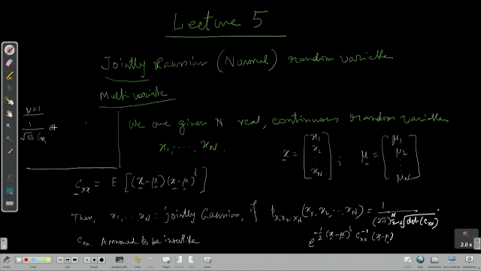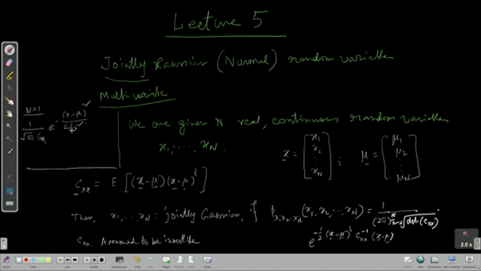Then e to the power minus half, again x minus mu transpose has only one value, x1 minus mu1. The matrix is a scalar now. That was, as we told, the variance. Cxx is the variance, sigma x square. So the inverse of that is 1 by sigma x square. So you have got minus half, sigma x square I bring here, the scalar, and x1 minus mu1, again x1 minus mu1. Only one element.